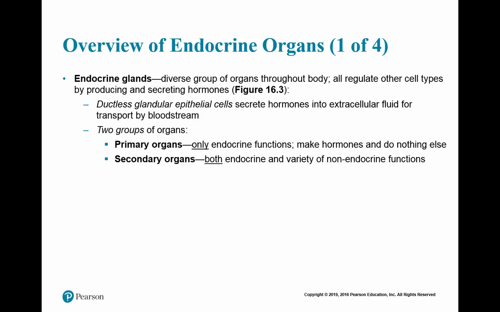And there's two main groups of organs here. We've got the primary organs that only have an endocrine function. They make hormones, and that's it. And then you've got your secondary organs that have an endocrine function, but they also have other functions that are not endocrine related.